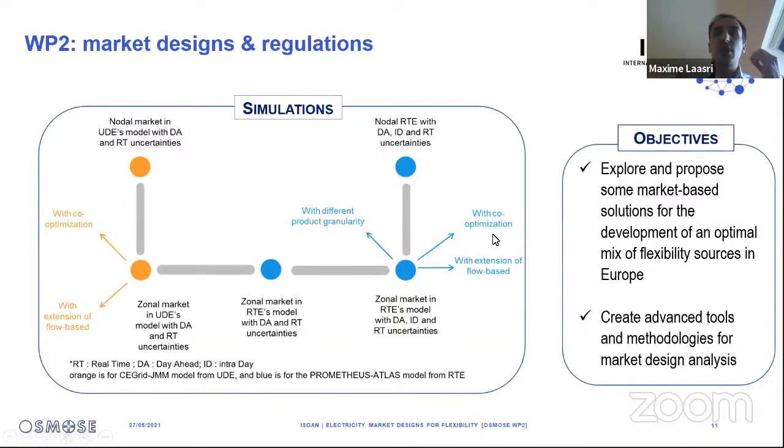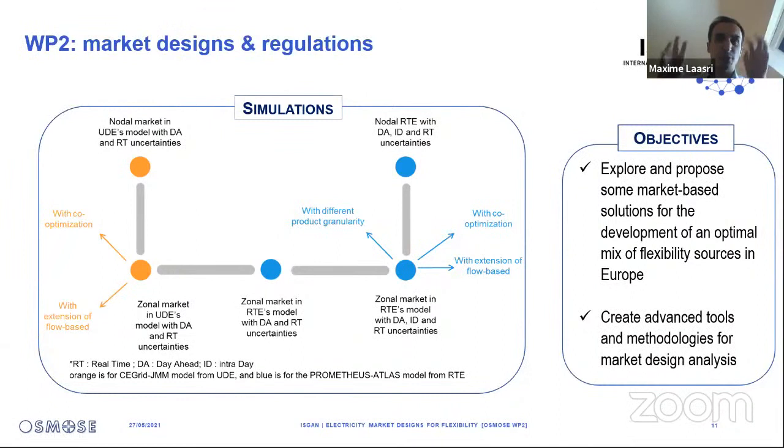This diagram illustrates a summary of all the studies that we are currently doing. So each circle represents sort of a reference point. It's a study from which we can draw on some variations. You have 4 main dots here: a nodal market study here, a nodal market study over here, a zonal market study here, and a zonal market study over here. I'll talk about this one in a few seconds.